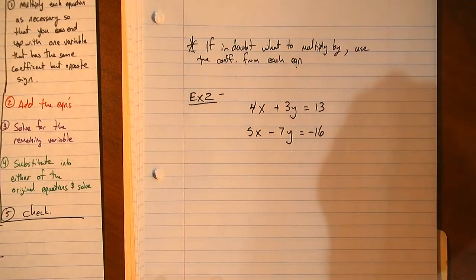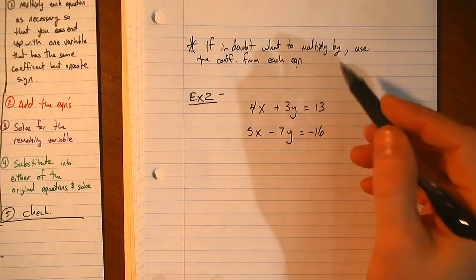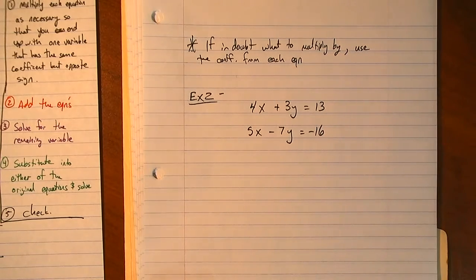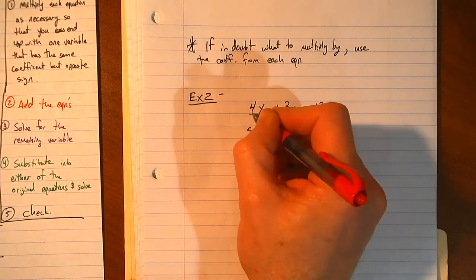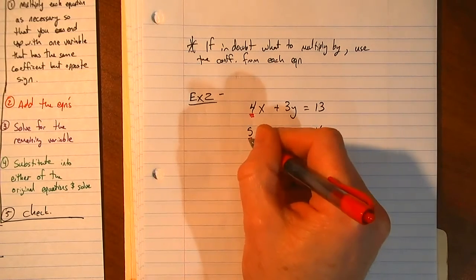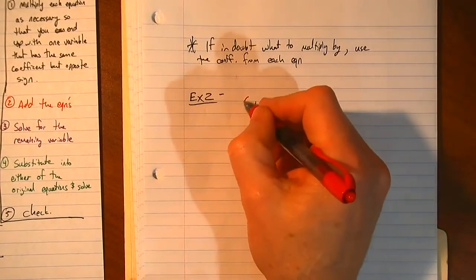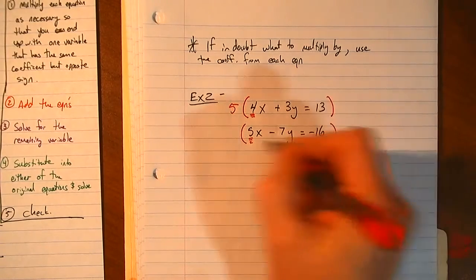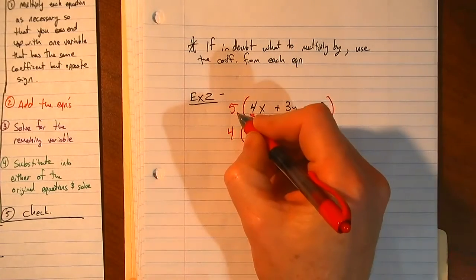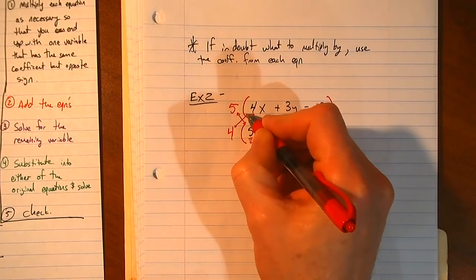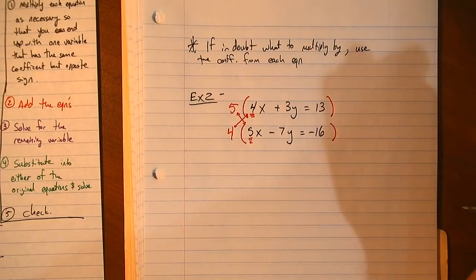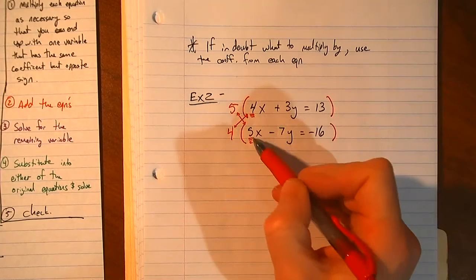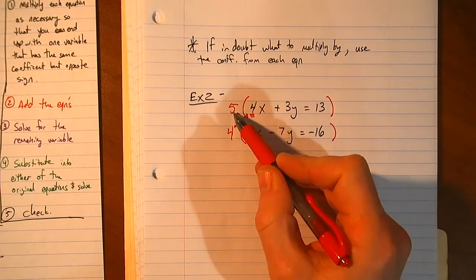Okay. Now, I'm going to leave that. That's a little bit vague. That doesn't make quite sense. So let me show you what I mean by that on this example, and then we'll fill this out a little bit more so it makes a little bit more sense. Here's what I mean by that. This x has a 4 in front of it. This x has a 5 in front of it. If I multiply this equation by 5, and I multiply this equation by 4, because I'm taking the number that was in the opposite equation, that will guarantee that my x's will have the same coefficient. So that's what I mean when I say use the coefficient from each equation. So I'm taking the coefficient from the bottom equation and I'm multiplying it by the top.